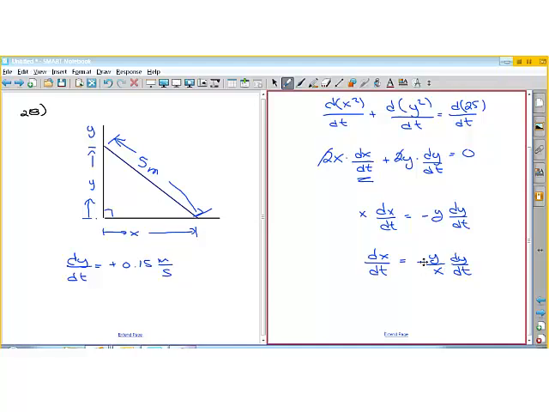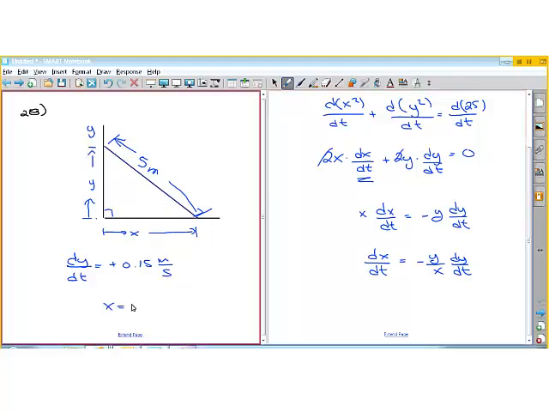To solve these problems, you have to know 3 out of the 4 things. We have 2 rates and 2 variables. It says, how fast is the end of the plank sliding along the ground when it is 2.5 meters from the wall of the building? So in this case, x is equal to 2.5 meters. So we have dy/dt, we have x, but we need y. Well, we just use the Pythagorean theorem.